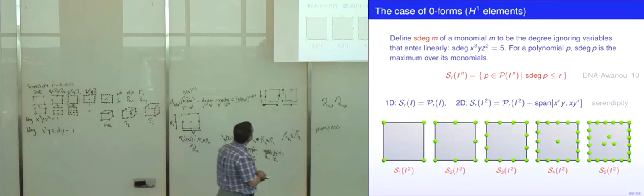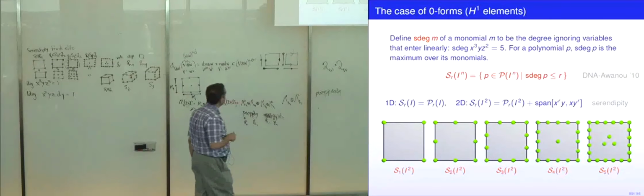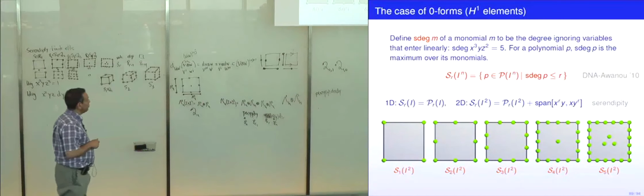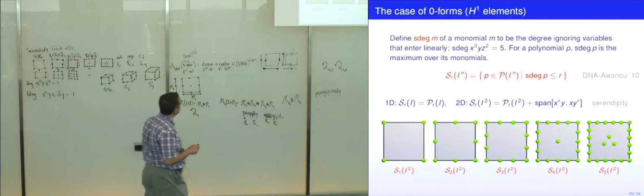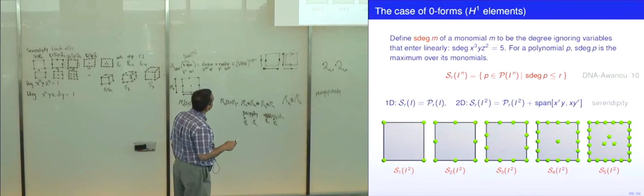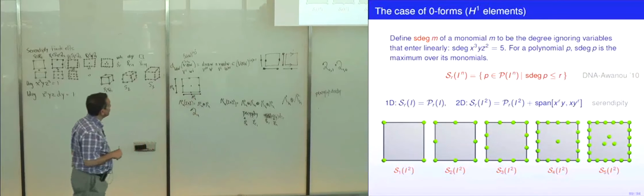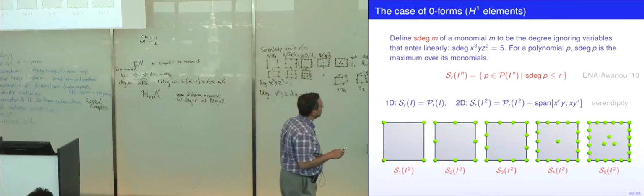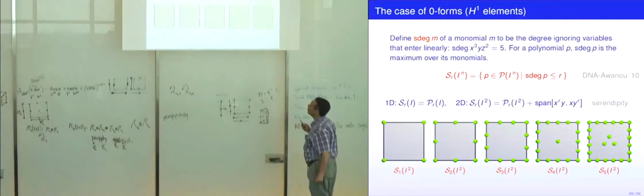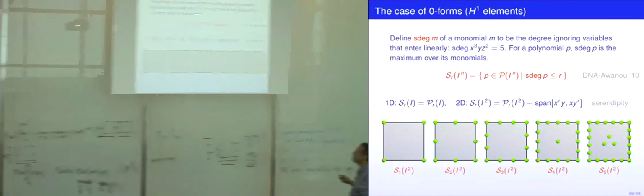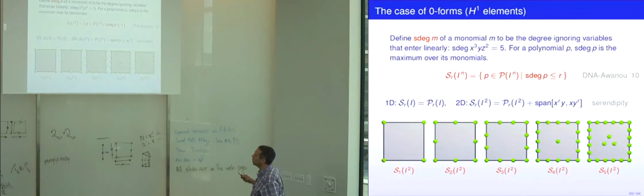Well, already the case of zero forms was known in 2D. It was only known for low order cases in 3D, and I don't believe anybody had thought about it for higher D. So I can rephrase the space to make it a little more concrete for zero forms. Instead of talking about the linear degree, I talk about the opposite of the linear degree, the superlinear degree, the degree ignoring the linear variables. So it's the difference between the ordinary degree and the linear degree. So x cubed y z squared, just count 5, don't count the y.